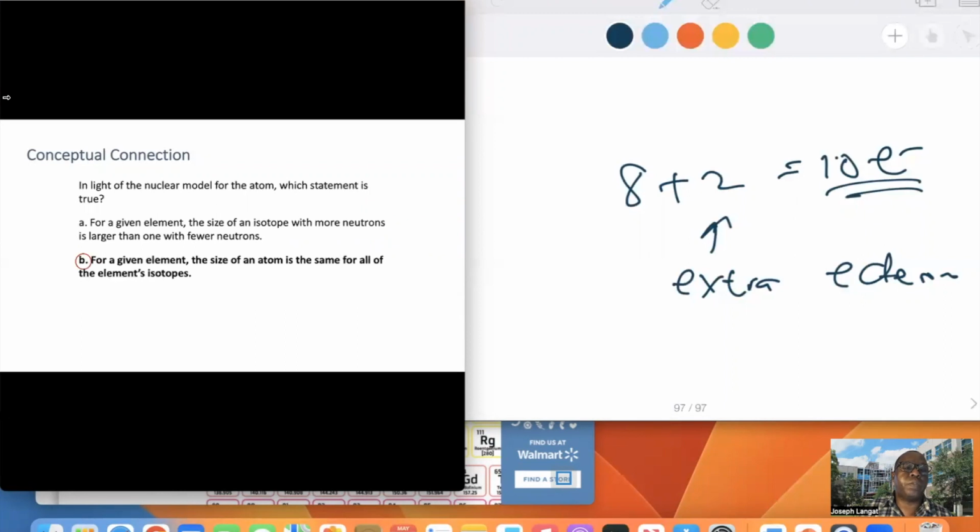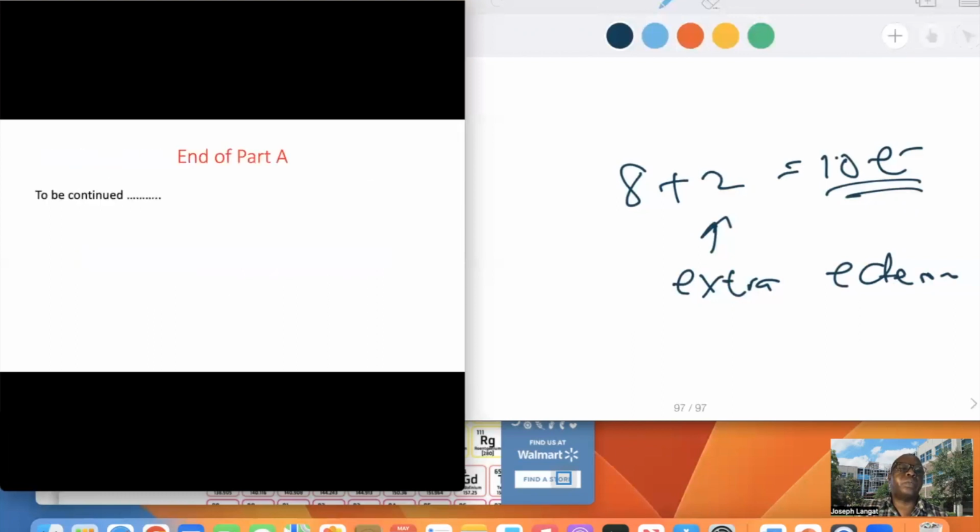Conceptual question: for a given element, the size. In light of the nuclear model of an atom, which statement is true? For a given element, the size of an isotope with more neutrons is larger. We didn't say that atoms will be larger, but the correct answer is: for a given element, the size of the atom is the same for all of the element's isotopes. In other words, carbon-13, carbon-12, carbon-14, they all have the same size. This applies to other atoms as well.